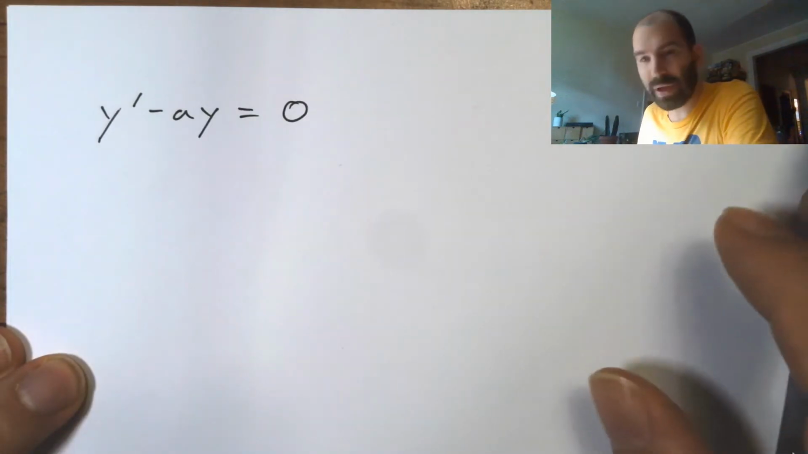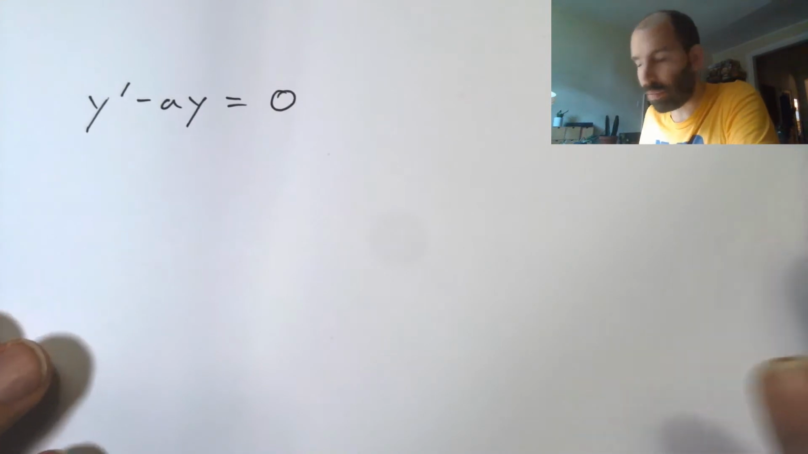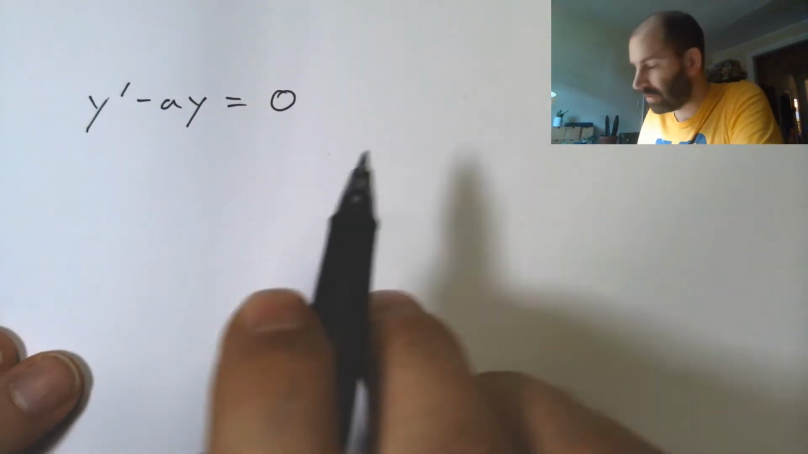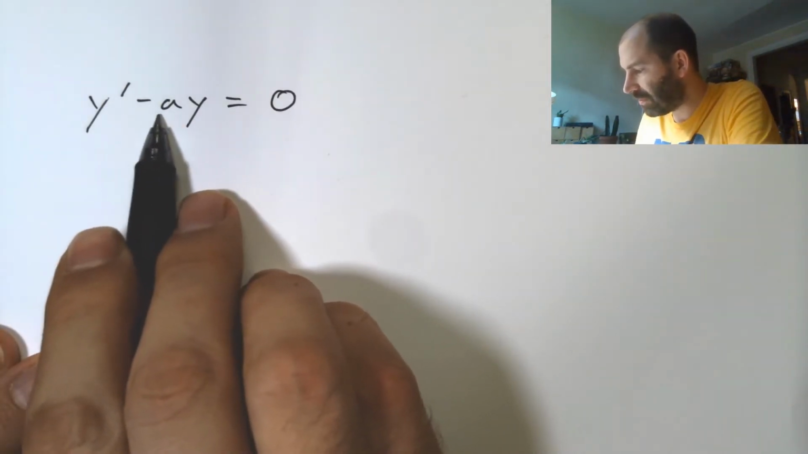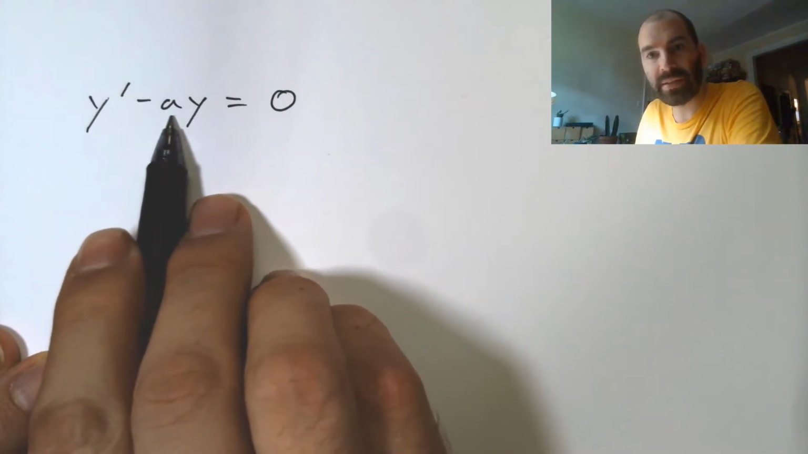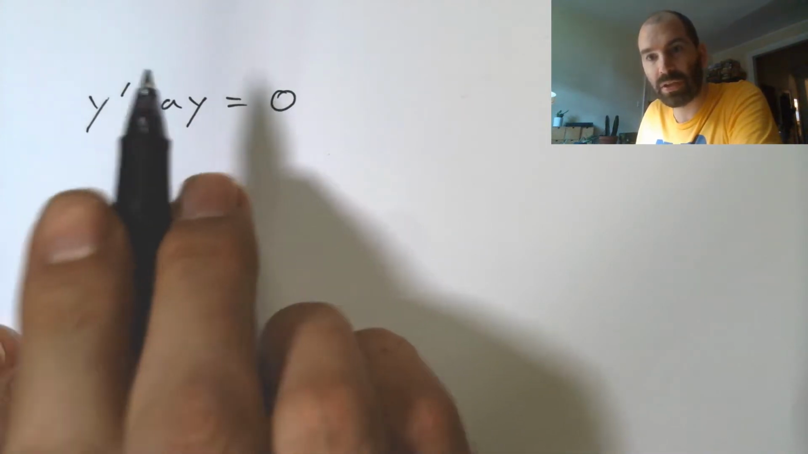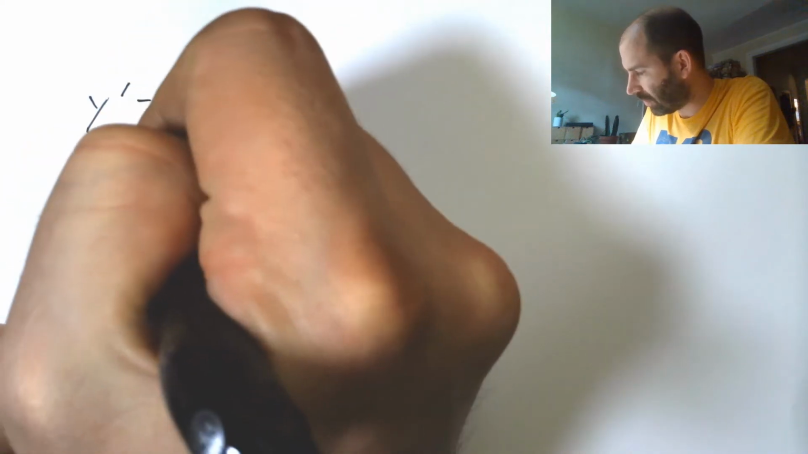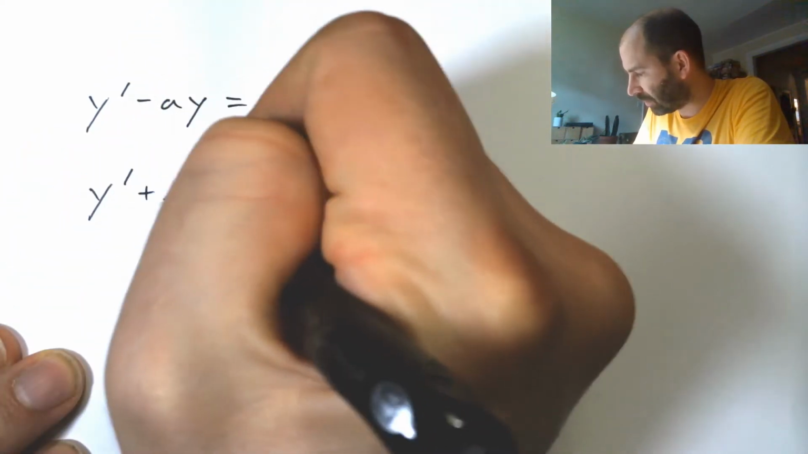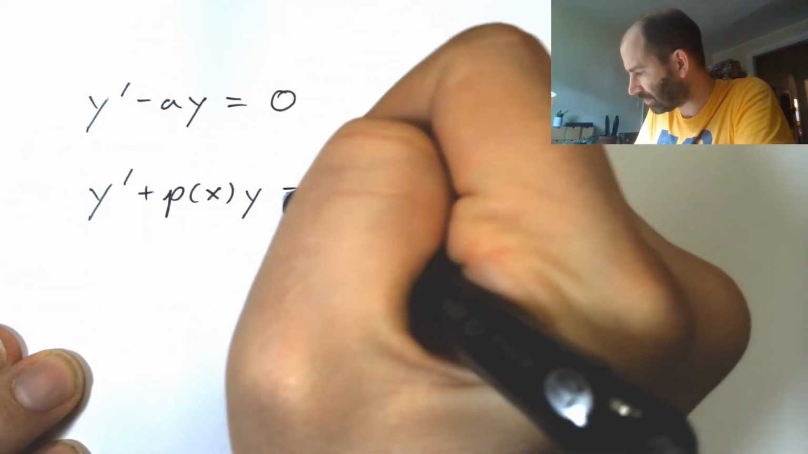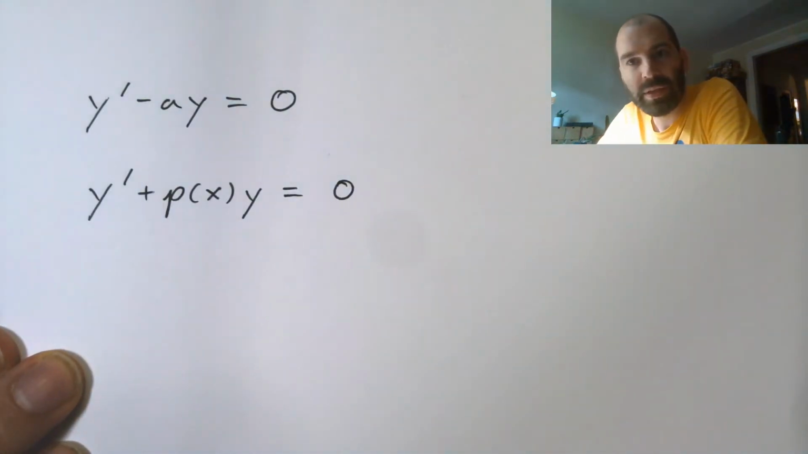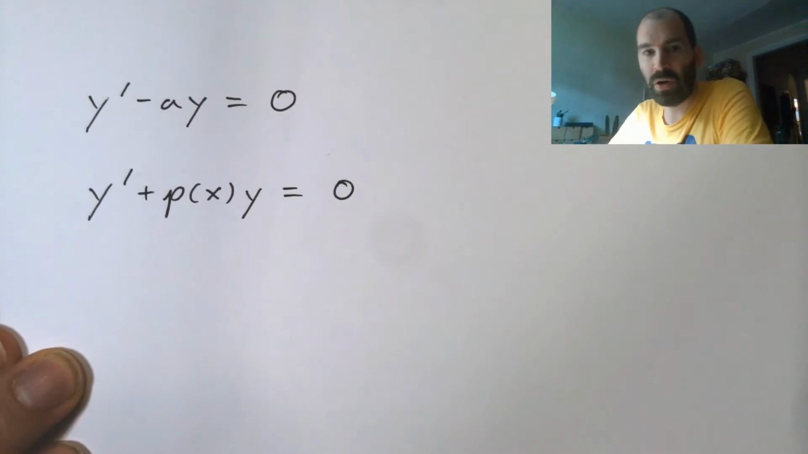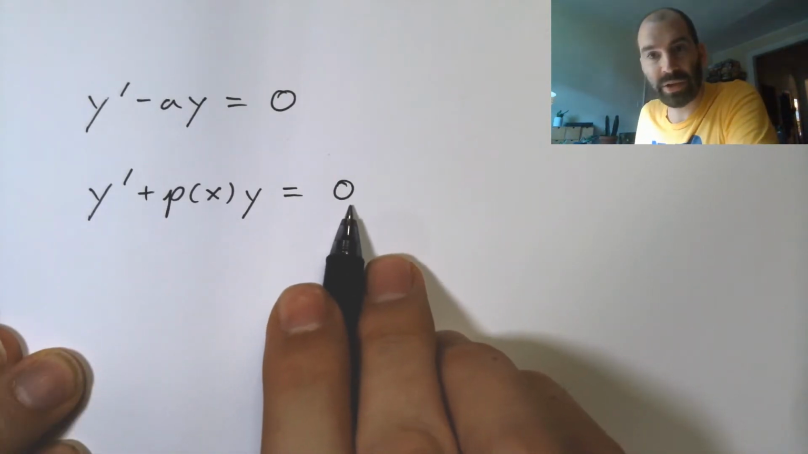Now what I want to point out to you is that we could do this in a little bit more of a general sense, right? So we can do this even if a is not a constant, even if this is a function. So what I want us to do here is consider the following differential equation. This is a linear first order homogeneous differential equation. Homogeneous because the right-hand side is 0.